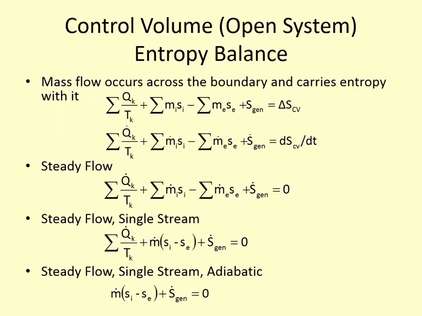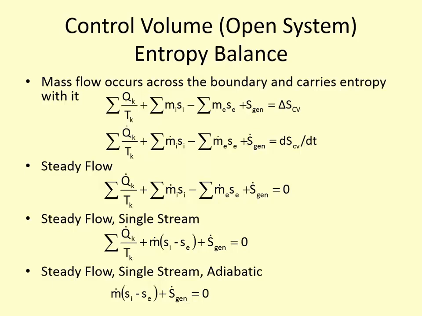So we've looked at a closed system. Let's now talk about an open system, which will have now mass flowing in and out of the system. So we can transfer entropy via heat, and then now also via mass. So the entropy balance changes slightly, where we have the summation of all of the heat transfer divided by the temperature at which that heat transfer occurs, plus the sum of the mass times the entropy coming in, minus the sum of the mass times the entropy going out, plus this entropy generation term is equal to the change in entropy of the control volume.